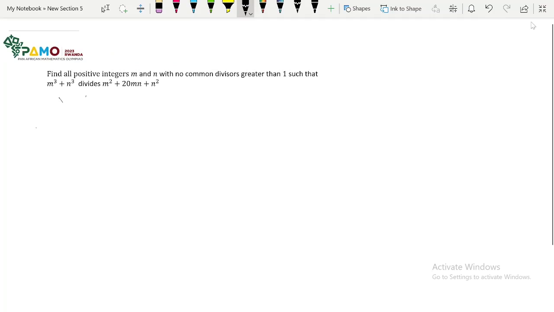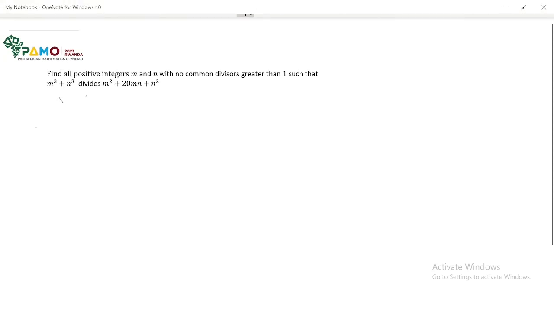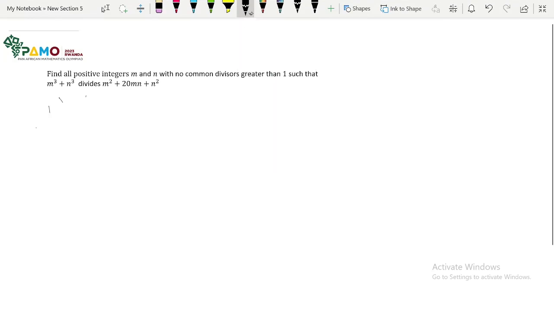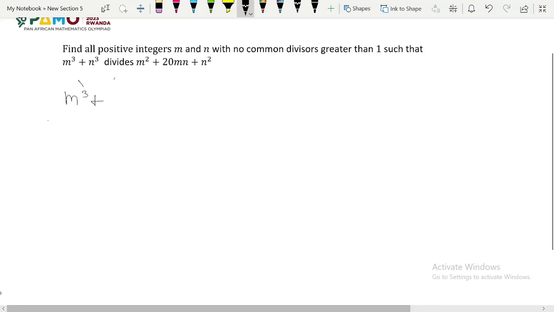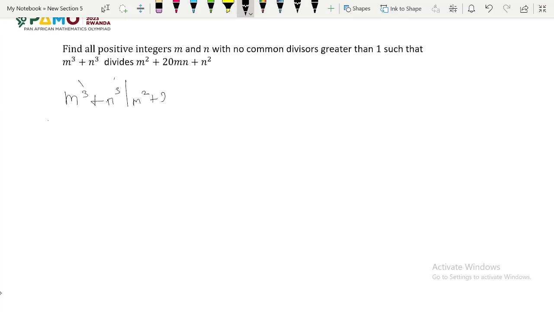So the first thing we want to do is write out the conditions we actually have. We have m cube plus n cube divides m square plus 20mn plus n square. So this is true. We know that the vertical sign means divides. Then we also know that the GCD of m and n is 1. They said they have no common divisors greater than 1, so this is also true.